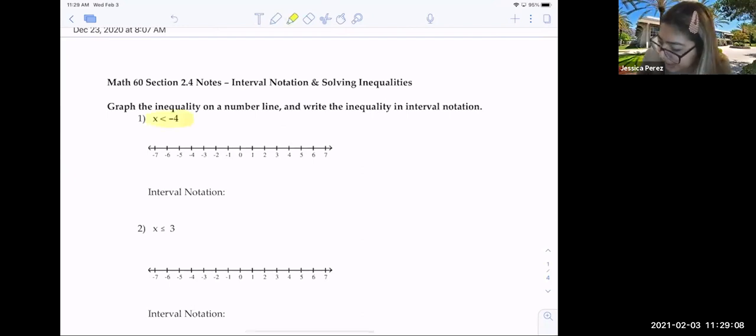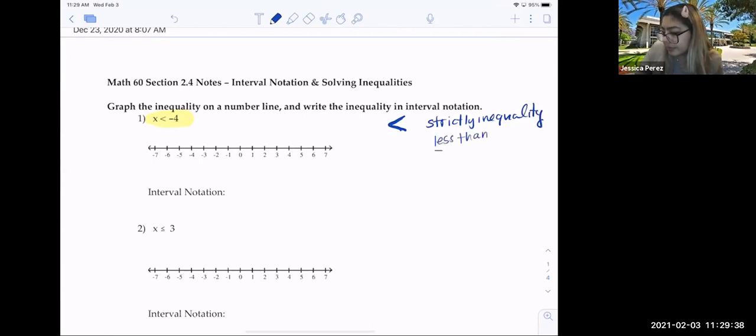This is called an inequality statement. It says X is less than -4. And this inequality is called a strict inequality, okay? It does not have an equal to. What does this mean? This means less than. Less than means to the left. Write this down.